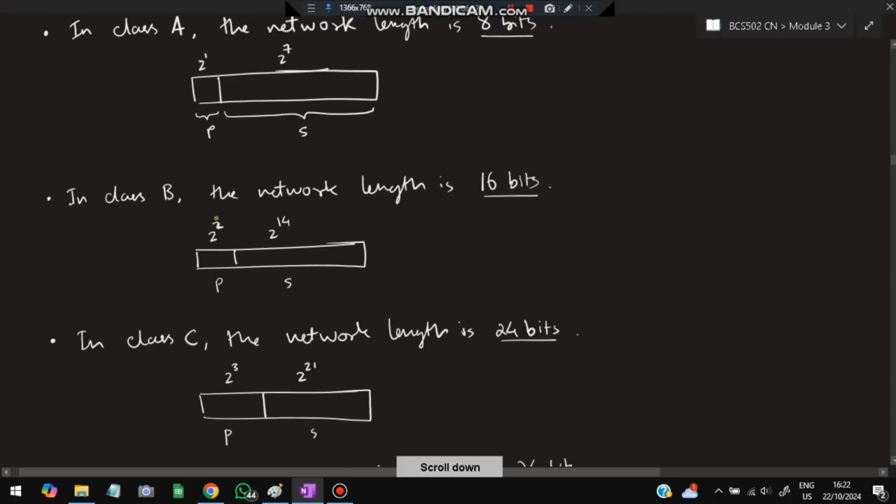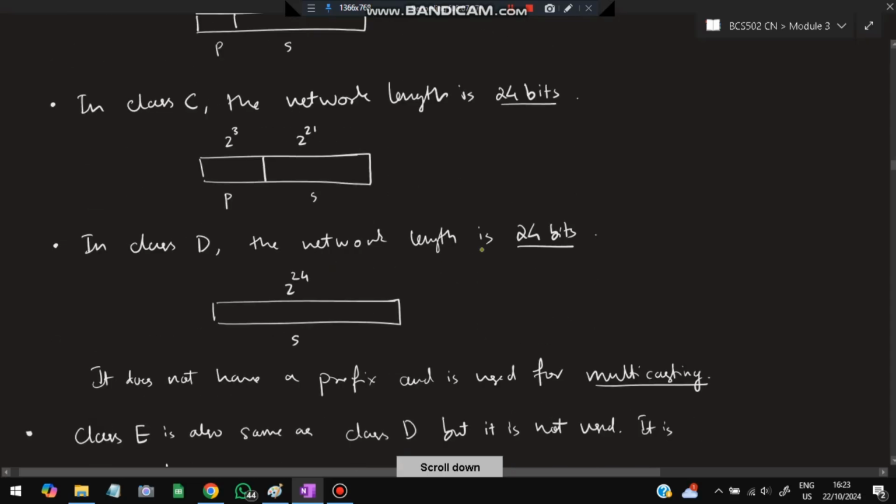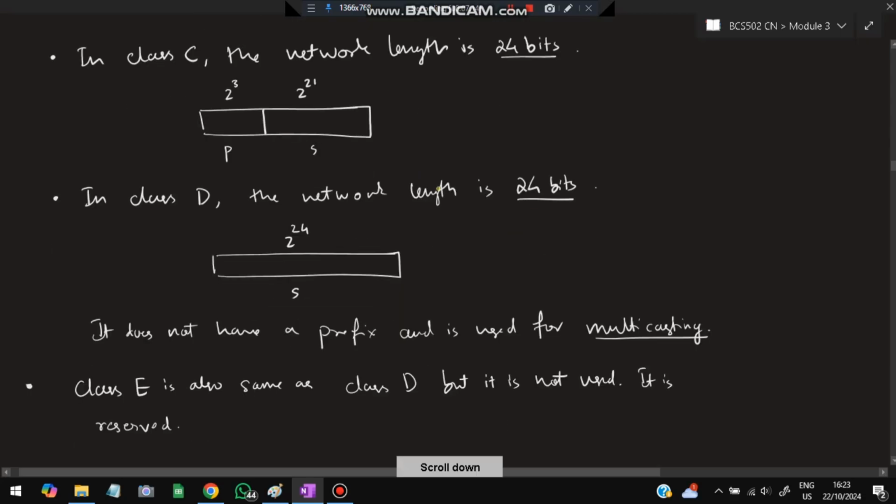In class B, 2 bits for the prefix and 14 bits for the suffix. The length was 16 bits, so first 2 and remaining 14 here. And C was 24 bits, so first 3 and remaining 21 here. In D, it was 24 bits. There was no prefix, only suffix was there because this was used where the network is all same. Okay, there it is used.